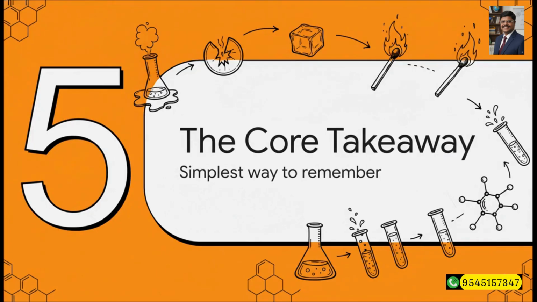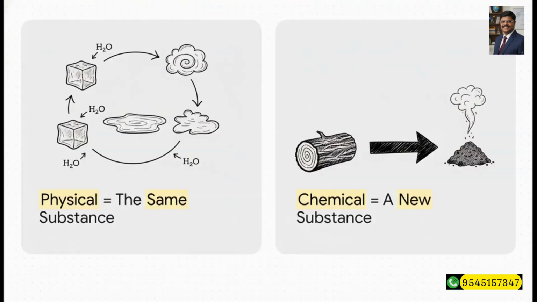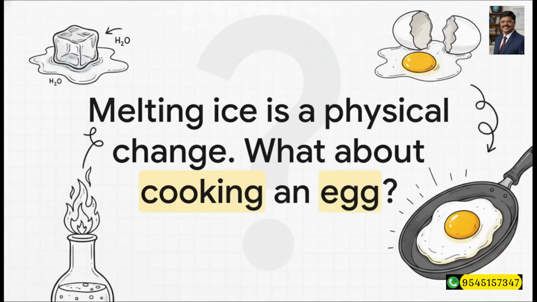Whew, okay, we have covered a lot, so let's boil it all down to the one single most important takeaway. This is the simplest way to remember the difference, I promise. And here it is, the ultimate rule of thumb. Physical equals same substance. You start with water, you end with water, even if you freeze it into ice or boil it into steam. Chemical equals new substance formed. You start with wood and you end up with ash and smoke. That right there, that's the fundamental difference. Lock that in.